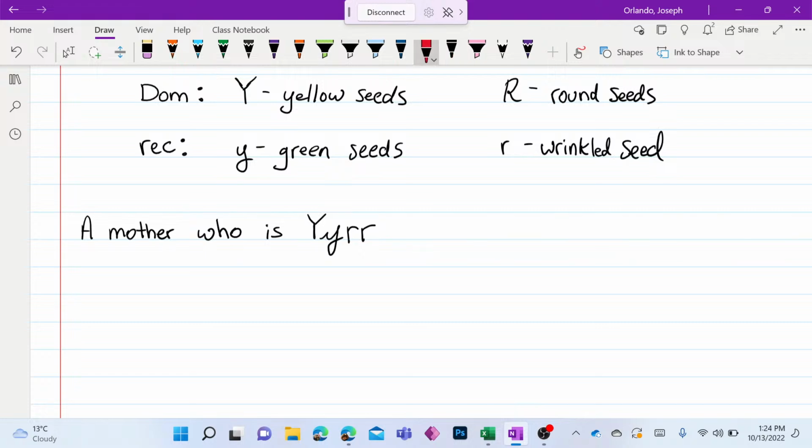So let's break it down. Why are there 4 letters there? Well, because now we're not tracking 1 gene, we're tracking 2. So these are the 2 alleles she has for the seed color gene, and these are the 2 alleles she has for the seed shape gene. We have to track them both. So she is heterozygous for color. And how would we describe her for seed shape? Homozygous recessive for shape.